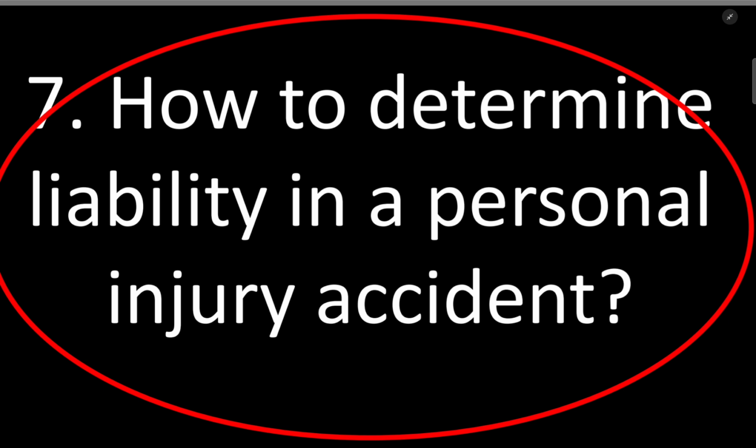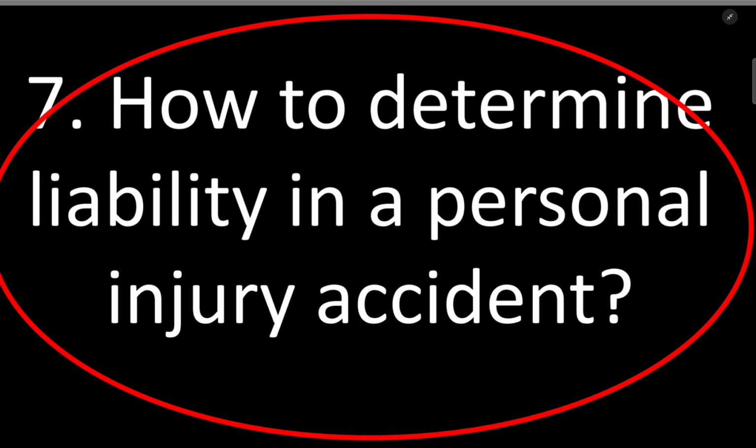Breach of duty. The responsible party failed to meet this duty. Causation. The breach of duty directly caused the injury. Damages. The injured party suffered harm as a result.